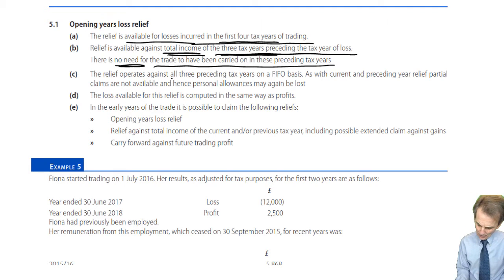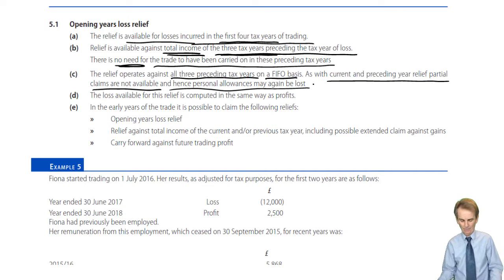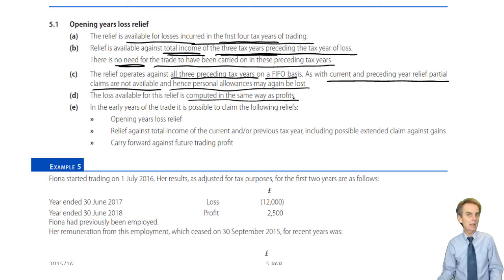Relief operates, as we've said, against all 3 preceding tax years on a FIFO basis. As with current and preceding year relief, partial claims are not available. So again, any relief that attacks total income runs the risk of wasting our personal allowance. The loss, as we know, available as relief is computed the same way as for profits, as we got the £16,000 loss in the previous example.